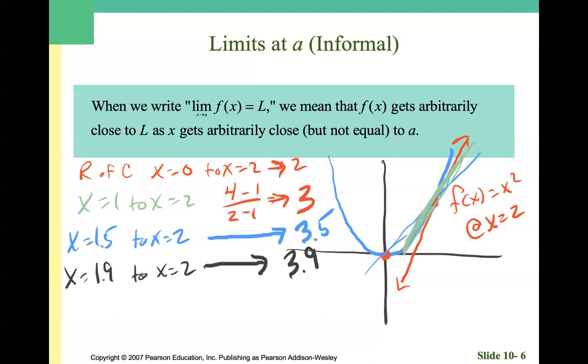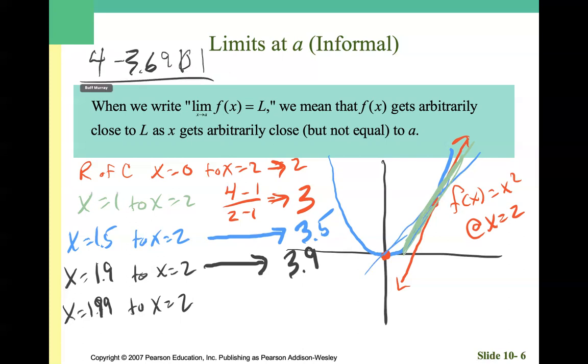And just for the purpose of getting a little bit closer, let's do this. If we go from x equals 1.99 to x equals 2, well, what's 1.99 squared? Somebody just do that for me. What's 1.99 squared? 3.9601. So if we take 4, which is 2 squared, minus 3.9601, all over 2 minus 1.99, we end up with, is it 3.9901?